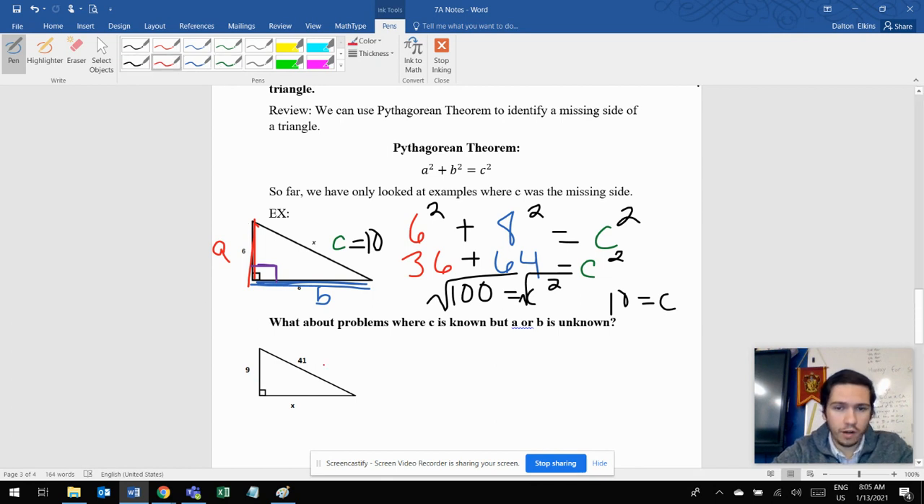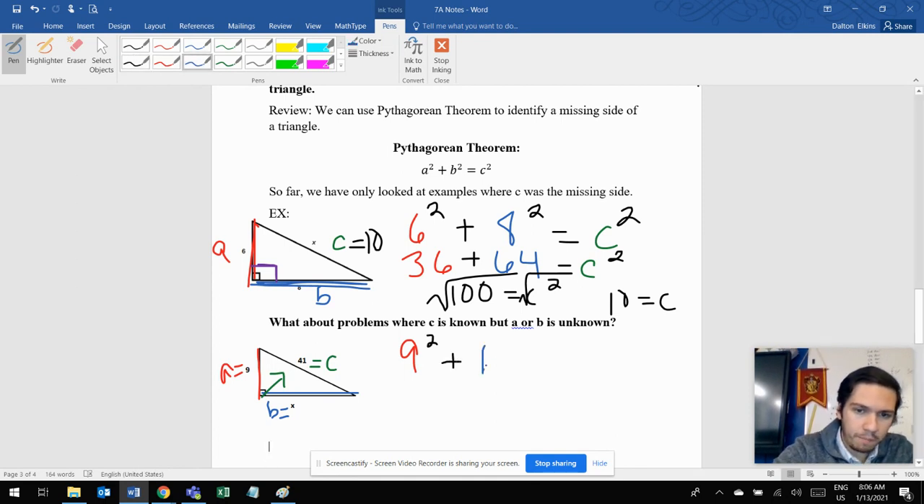So again, looking at this triangle, what if A or B is unknown? If you match this up exactly with this previous one, right? 9 over here is A. B is actually the unknown side x, right? These two sides make the angle. And then across from the right angle is the side C, which we know is 41. So when I write out my Pythagorean theorem, I get 9 squared plus b squared, don't know b at this point, is equal to 41 squared.